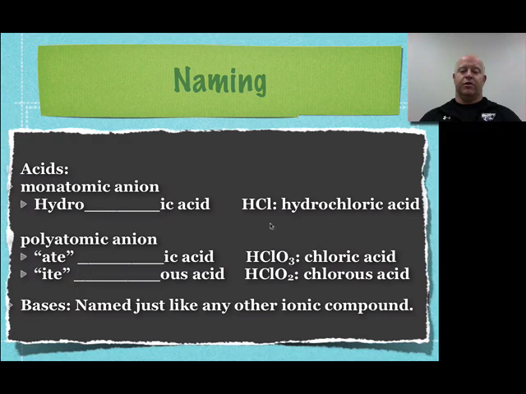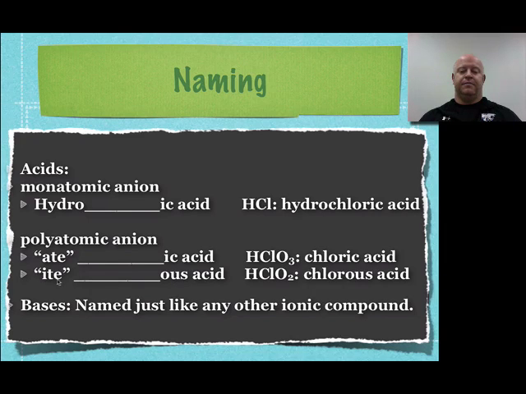Now, if you don't use the word hydro up front, then you get into polyatomic anion-based acids. If you recall, we have two different main ways to name polyatomic ions. We have an ate ending and an ite ending. When they end in ate, all we do is put the root word with ic on the end. So if we have ClO3, that's chlorate. So chlorate would be turned into chloric acid. Notice how there's not hydro up front anymore. So this is just chloric acid.